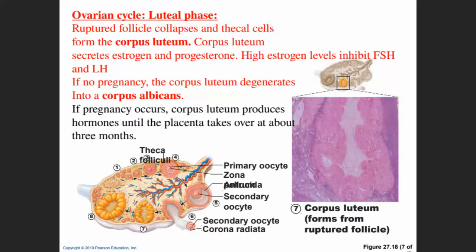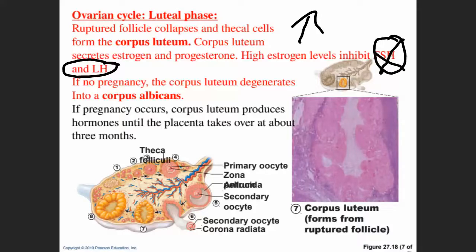And now we have the luteal phase after ovulation of the ovarian cycle. During this phase, the corpus luteum continues to secrete estrogen and progesterone. High levels of estrogen cause the inhibition of the secretion of FSH and LH. So at this point, a surge in estrogen inhibits secretion of FSH and LH because now we're going to prepare for a potential pregnancy. So we cannot start another cycle. If no pregnancy happens, the corpus luteum degenerates into a non-functioning corpus albicans.